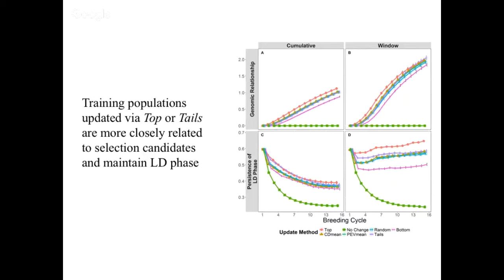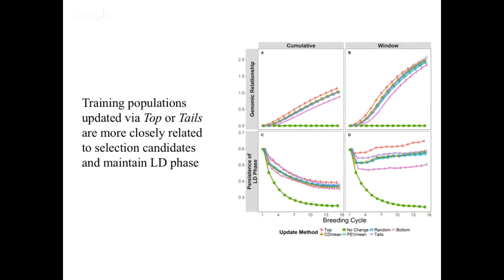To do that, we measured, it's essentially the correlation of R, where we take the genotypes of the QTL and the genotypes of the markers and correlate them for every pair, and do that for the training population, and then do that also for the selection candidates, and then correlate those correlations.